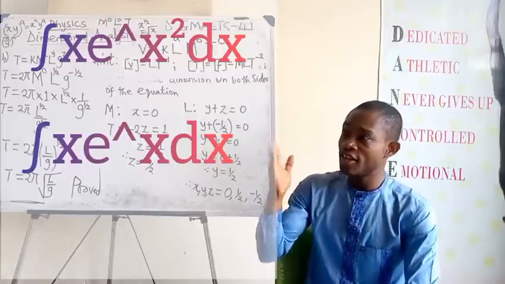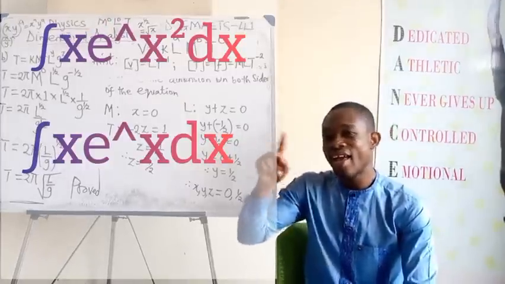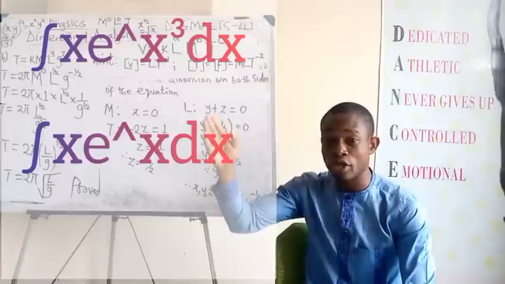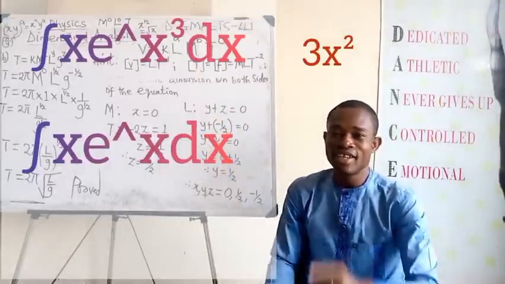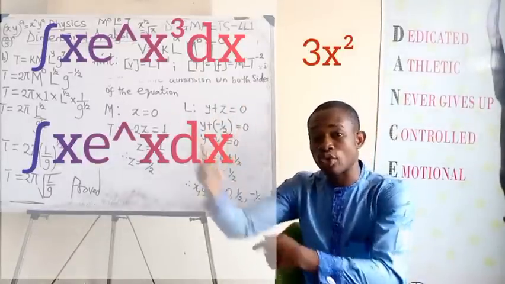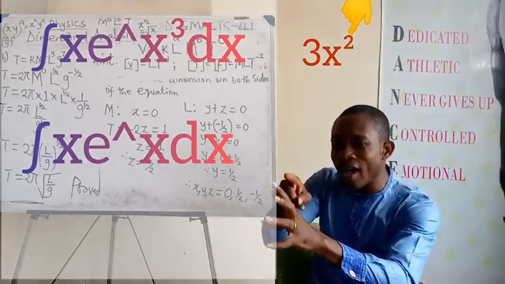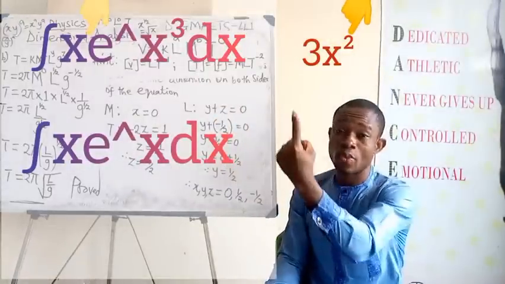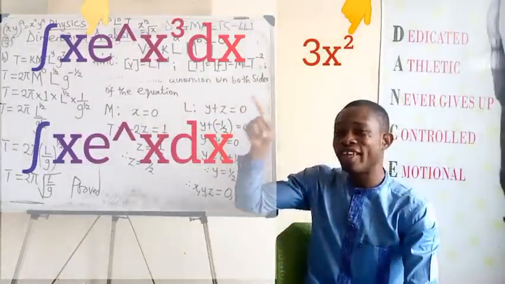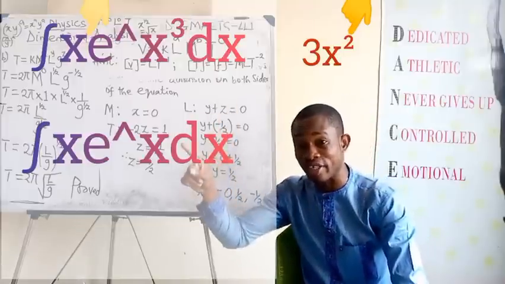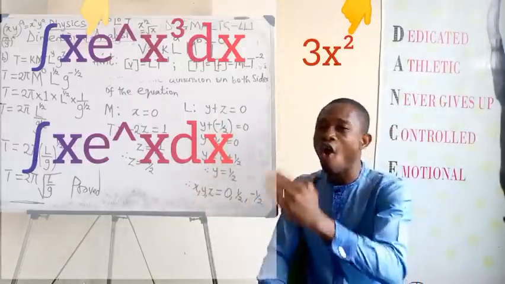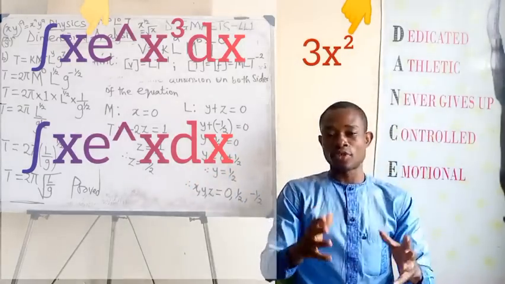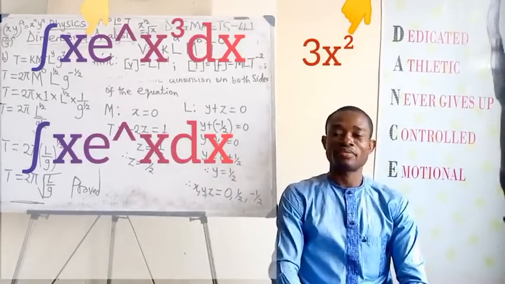Take for example, if the question was to be integral x exponential x raised to the power 3. If you differentiate x raised to the power 3, you get 3x squared. Now you notice that the derivative, the x there is raised to the power 2. Compare it with the power of the x multiplying that exponential, which you see that the power is what? X raised to the power 1. So since the power of the x in the derivative of x raised to the power 3 is greater than the power of x that is multiplying the exponential, it simply means that U-substitution can deal with that question.